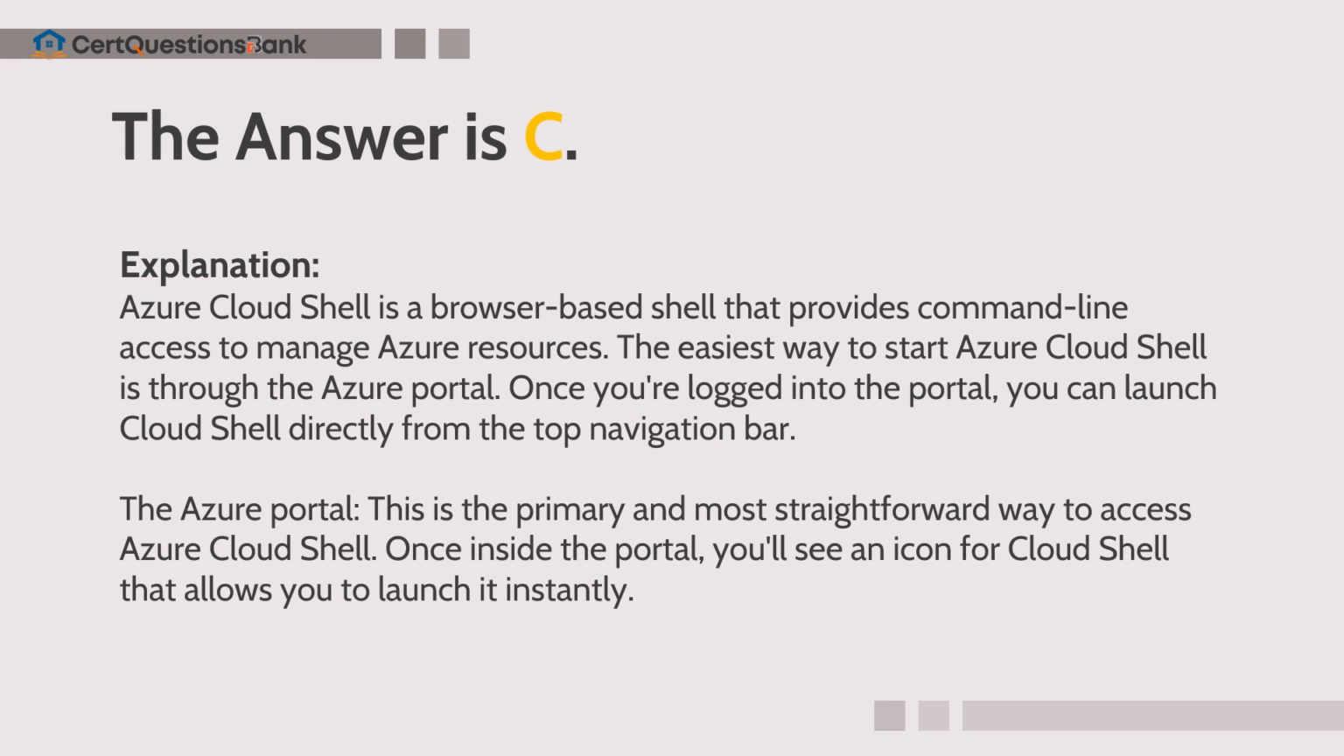The Azure portal. This is the primary and most straightforward way to access Azure Cloud Shell. Once inside the portal, you'll see an icon for Cloud Shell that allows you to launch it instantly.